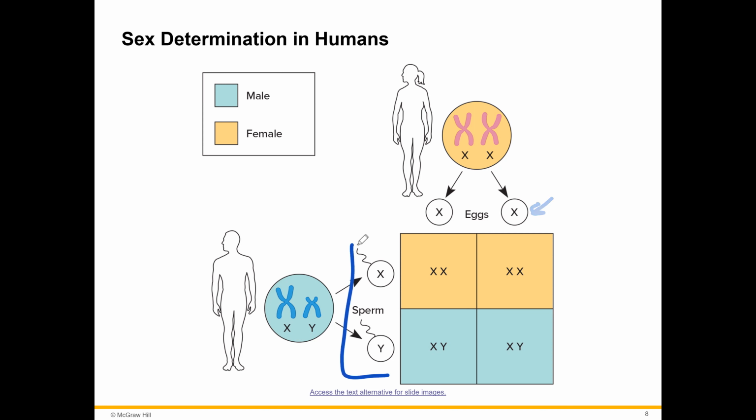So it's the father who determines the sex of a baby, because the mother can give her children only an X chromosome. Mother cannot give children a Y chromosome. So mother always gives X, right? And it's up to the father. If the father gives a baby an X chromosome, that's going to be a girl. If the father gives a baby a Y chromosome, that's going to be a boy, right?